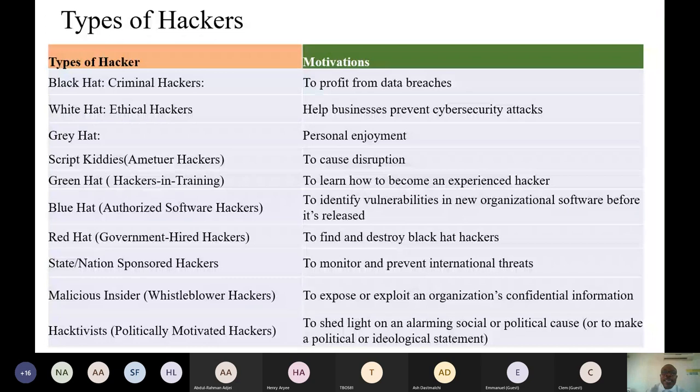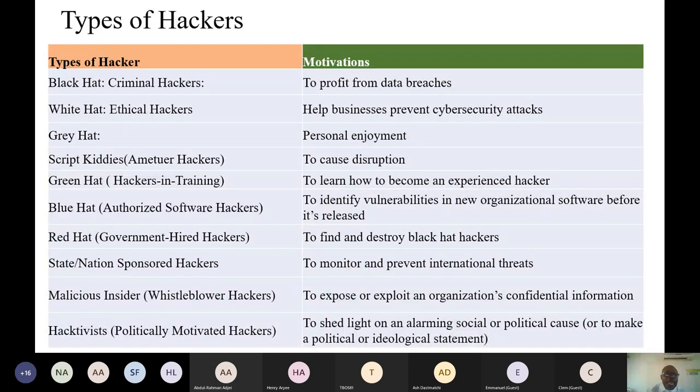The green hat hacker is a hacker who is in training. He's learning how to become a hacker, and he's undertaking courses to become one. Then the blue hat hackers are those professionals who review software developed by vendors with a view to identifying bugs and other errors in the software before it is distributed for use, either in private or in public. And that's the blue hat hacker.